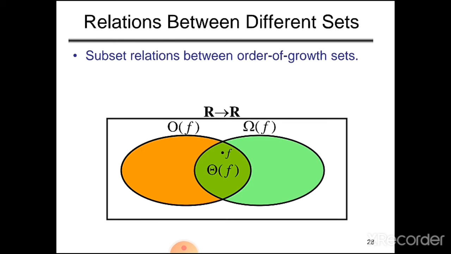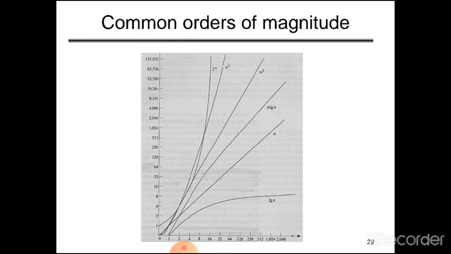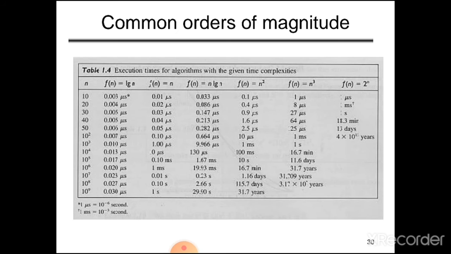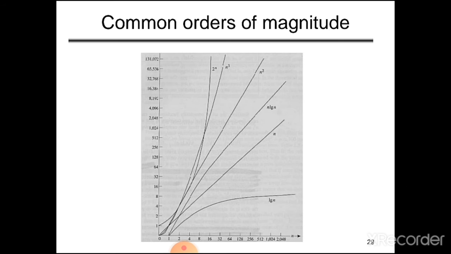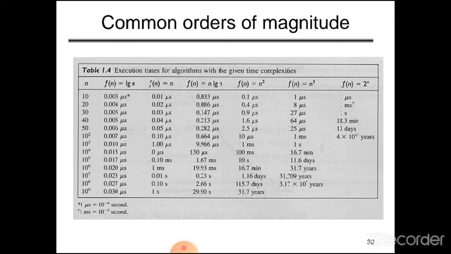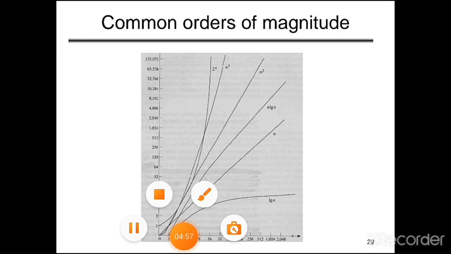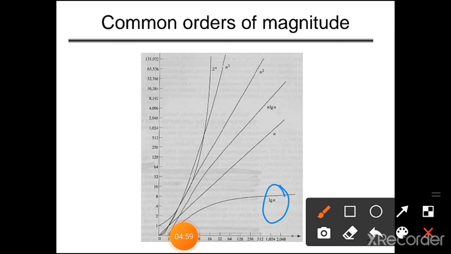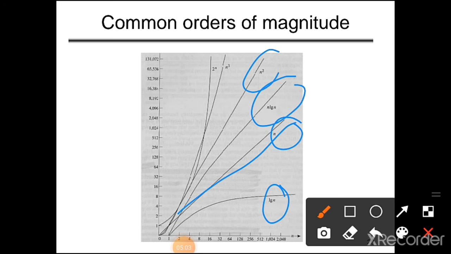Then next, this is the growth of functions. Here, comparing, the smallest growth function is log n. The next growth function is n, then n log n, n square, n cube and 2 raised to n. This is the growth of functions in increasing order.